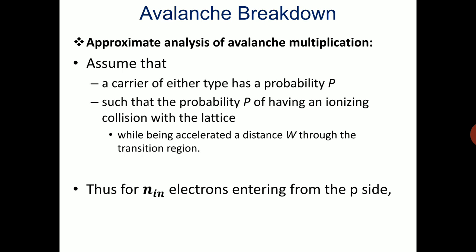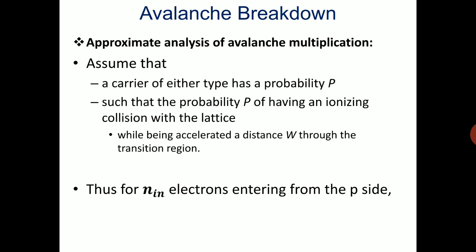So what charge carrier are we considering? Electrons. So N_in means electrons are entering the transition region from the P side. Similarly, if we consider holes from the N region entering the transition region, we'll call it P_in. If the electrons are going out from the transition region towards the N, we'll call it N_out. If holes are going out from the transition region to the P, we'll call it P_out.